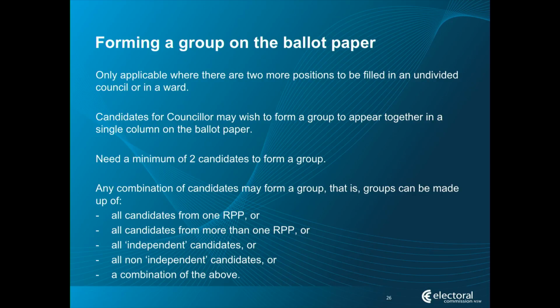You need a minimum of 2 candidates to form a group on the ballot paper. Any combination of candidates may form a group, that is, groups can be made up of all candidates from the one registered political party, all candidates from more than one registered political party, or all independent candidates, or all non-independent candidates, or any combination of the above.